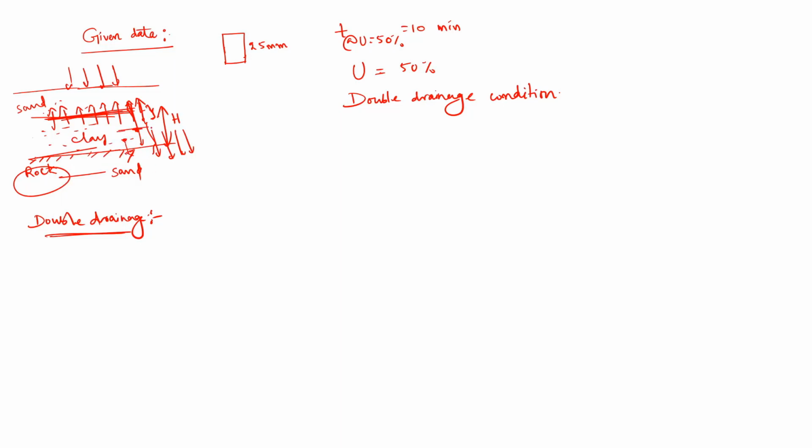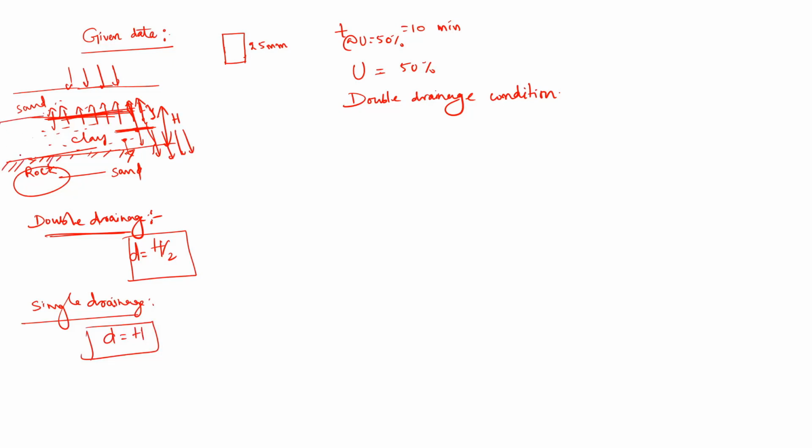So anyway, the maximum distance travelled by a water particle in the clay sample in the double drainage condition will be h by 2, which is generally denoted by small d. In the single drainage condition, d will be h, because suppose there is a rock, so this is single drainage. The water particle here also should move the total length. So the drainage path d should be equal to h in single drainage, and h by 2 in double drainage.